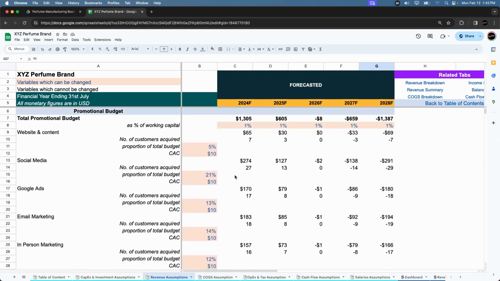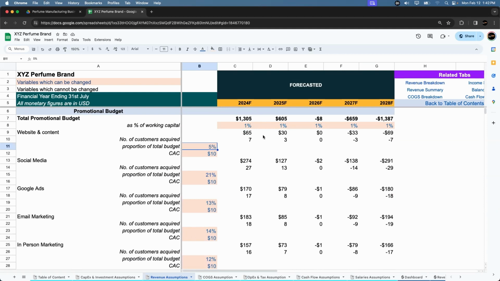You might not have to spend any money for acquiring a particular number of customers, so you can accommodate that in here. But for the majority of the customers, you have to spend money to acquire them through maybe Facebook marketing, through maybe Google ads, through creating content on your website. So this sort of stuff we have to consider.